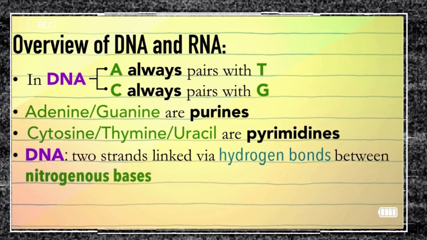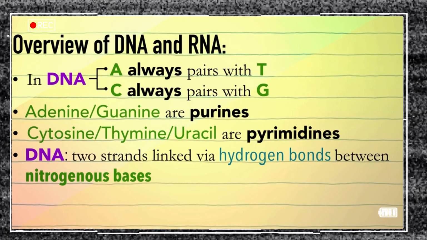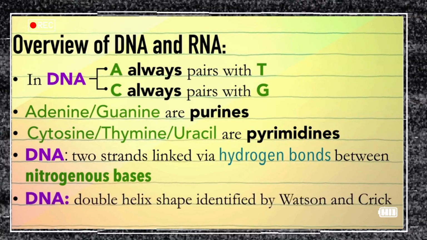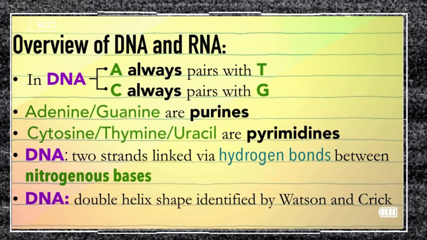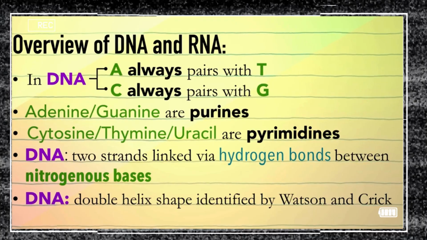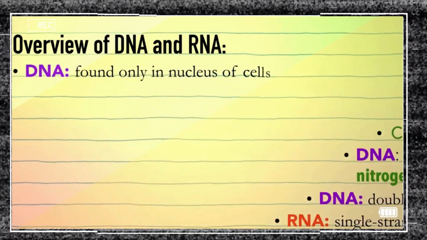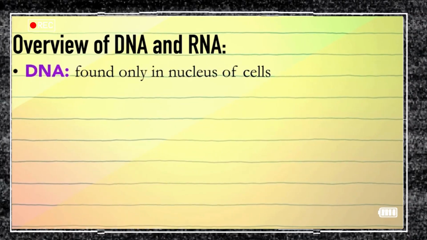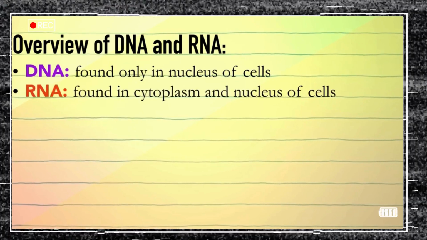DNA is composed of 2 strands linked through hydrogen bonds between their nitrogenous bases. The 2 DNA strands are twisted into a double helix shape first identified by Watson and Crick. RNA is a single-stranded molecule. In cells, DNA is found only in the nucleus, while RNA is found in the cytoplasm as well as the nucleus.